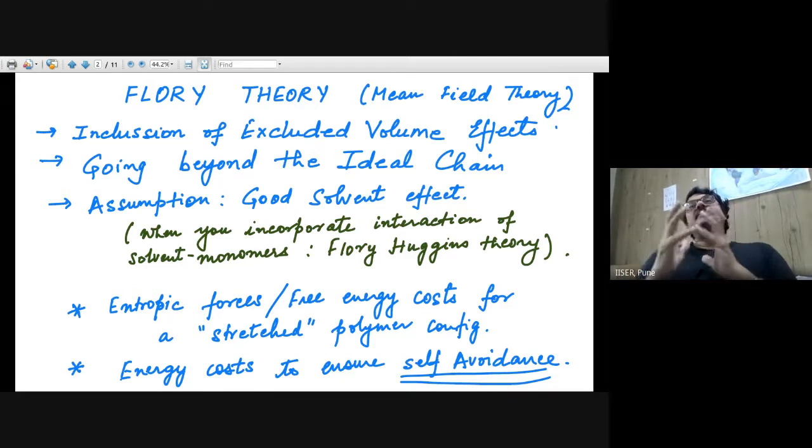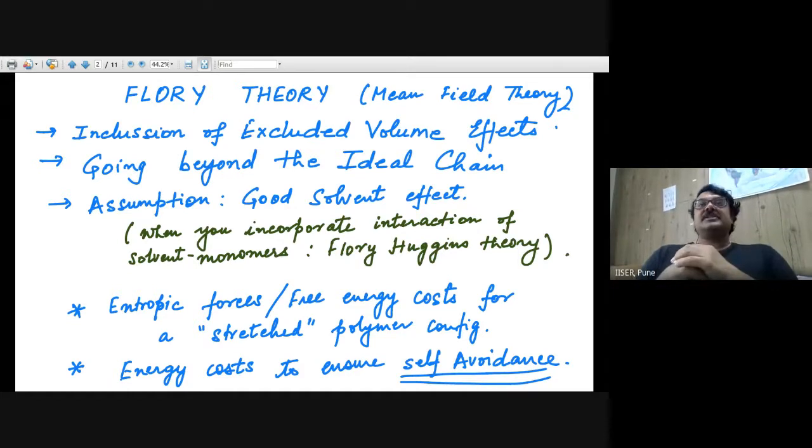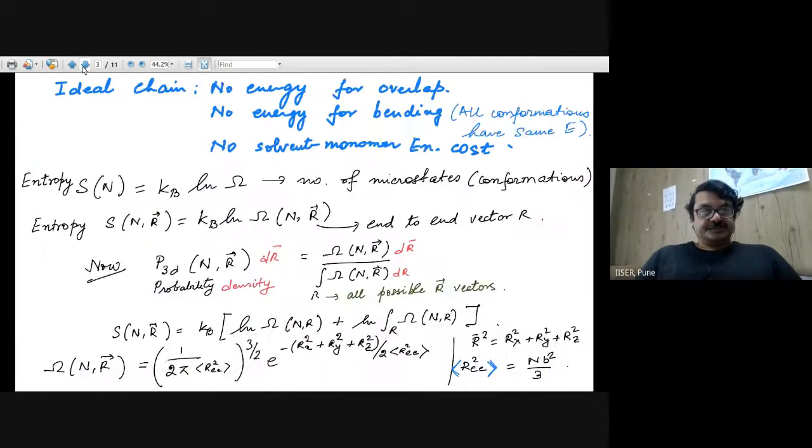They will compete against each other and give us a revised estimate for the size of a polymer chain, a single dilute polymer chain in a good solvent. So this basically sets up the framework for today's discussion.